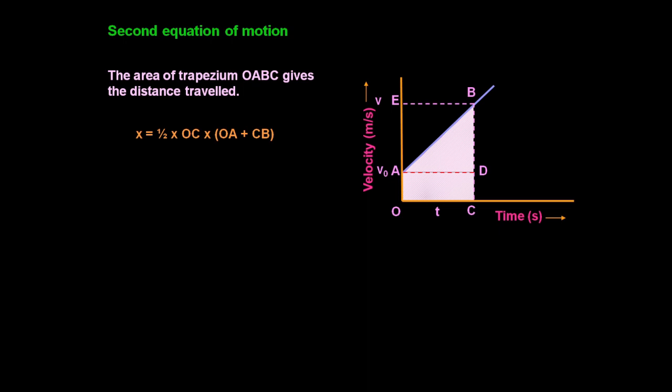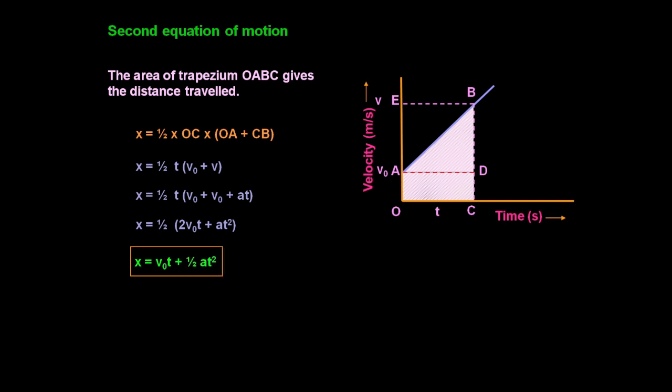From this we can write x is equal to 1 by 2 t into OA plus CB, where OA is V naught and CB is V. Since we know that V is equal to V naught plus at from the first equation, on replacing we get 2 V naught plus at, and on multiplying with t, it becomes 2 V naught t plus at square, and x is equal to V naught t plus half at square, which is the second equation of motion.